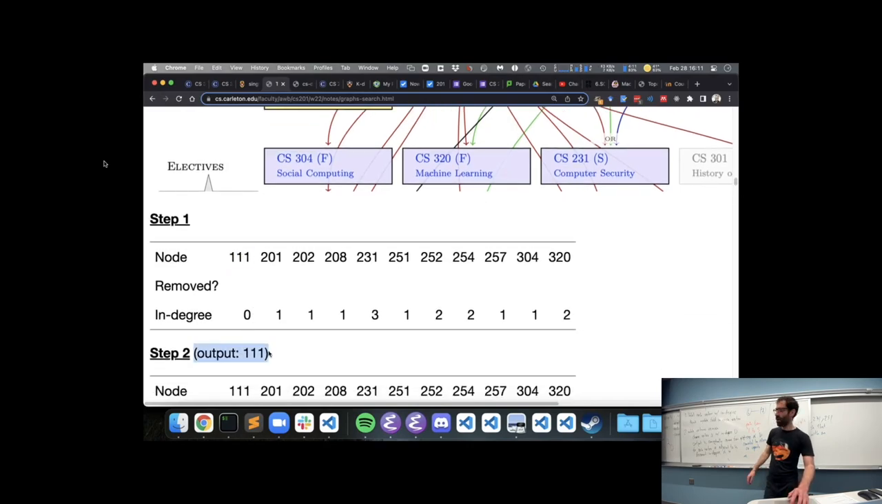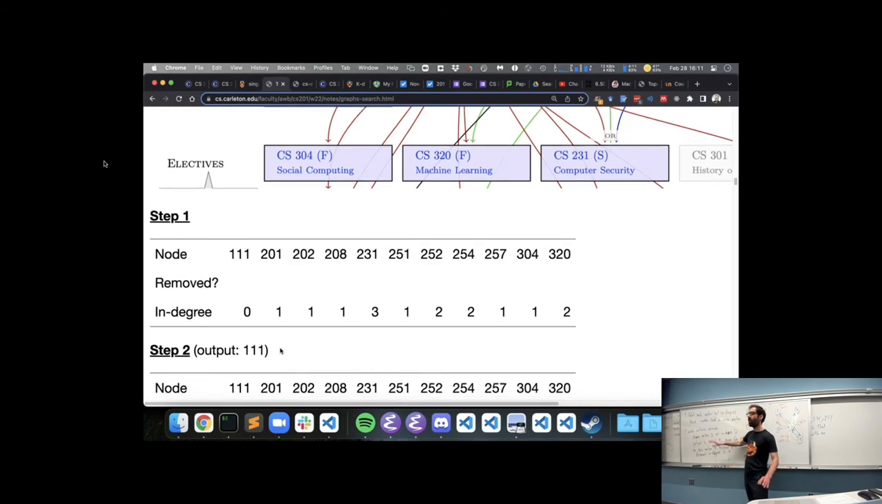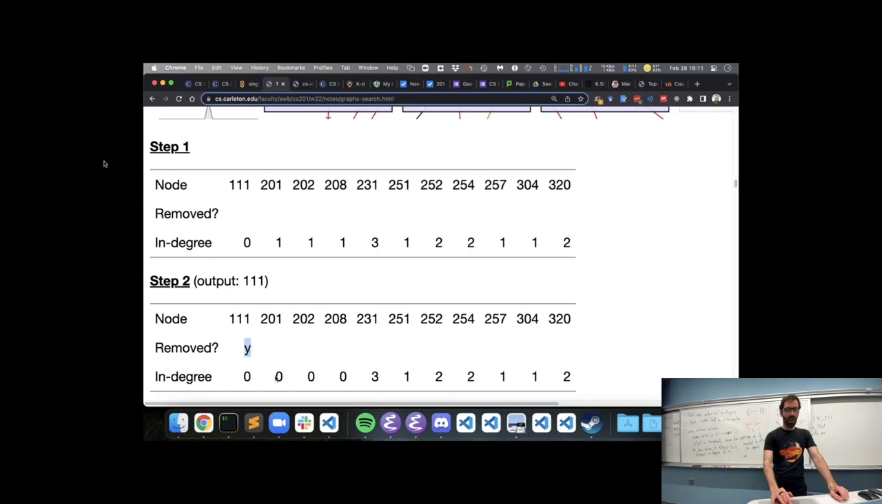Our output so far would be 111. Then we would go through the nodes that 111 connects to and subtract one from all of their indegree. So we've removed 111, and 111 is a prerequisite for 201, 202, 208. We subtract one from the indegree of those nodes. That makes sense?